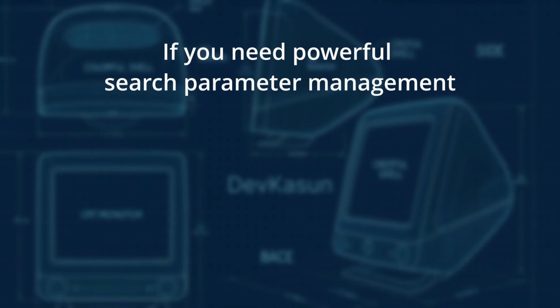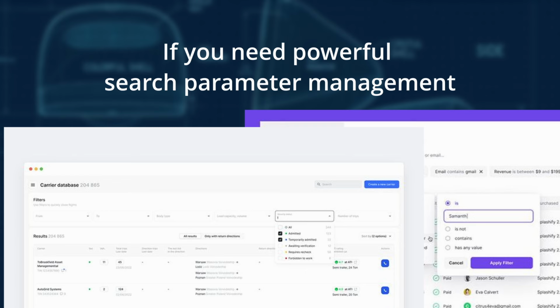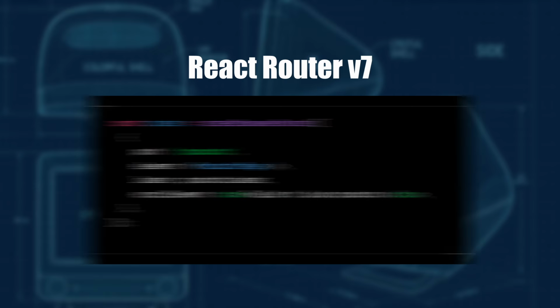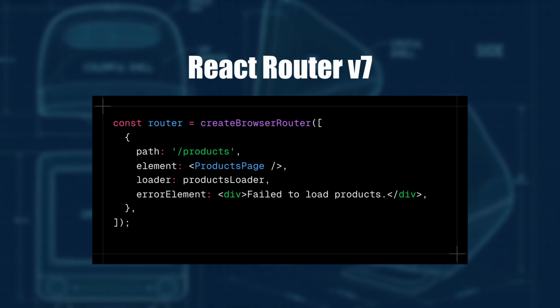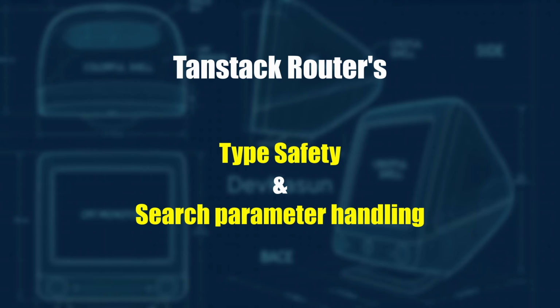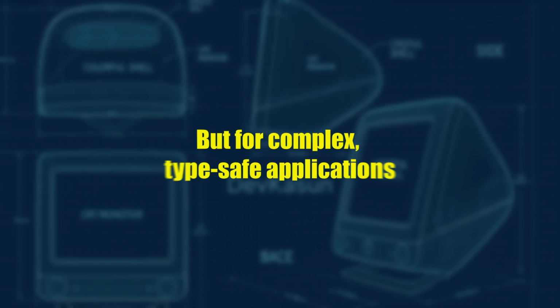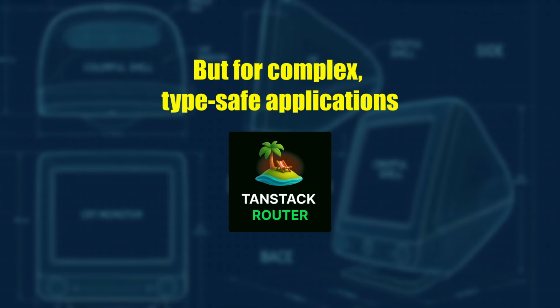You need powerful search parameter management. If your app uses URL params for filtering, sorting, or complex state, TanStack Router's validation and serialization features are game-changing. Now, React Router version 7 with createBrowserRouter has caught up in some areas, especially data loading. But TanStack Router's type safety and search parameter handling are still unmatched. For simpler apps or if you need maximum bundle size optimization, something like Wouter might be better. But for complex type-safe applications, TanStack Router is the top choice.